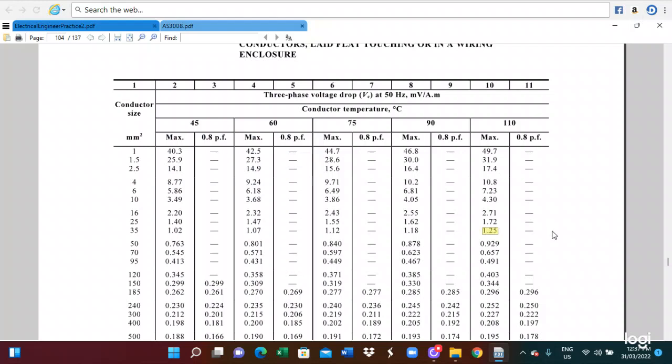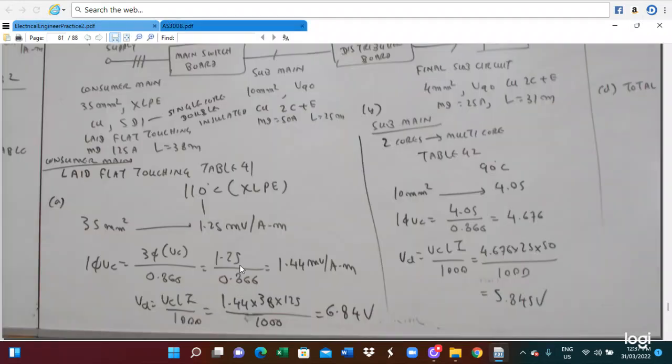1.25 millivolt per ampere meter. So this is a 35 millimeter square, 110 degrees centigrade. 1.25 is substituted there. But this is for the 3-phase VC.